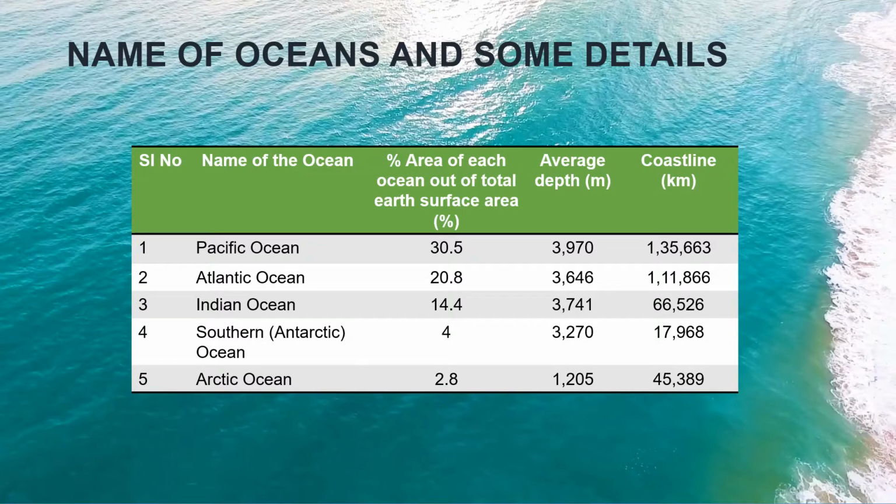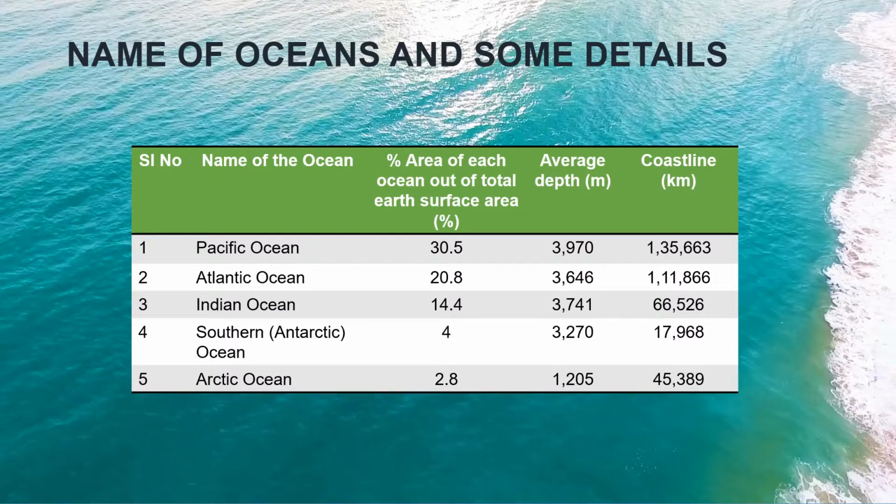The average depth of Pacific Ocean is 3,970 meters and the average depth of Atlantic Ocean is 3,646 meters and the average depth of Indian Ocean is 3,741 meters and the average depth of Southern or Antarctic Ocean is 3,270 meters and for Arctic Ocean the average depth is 1,205 meters.